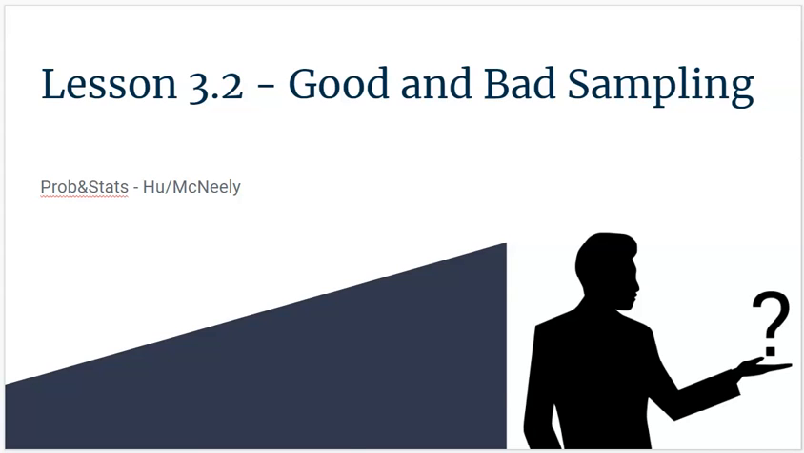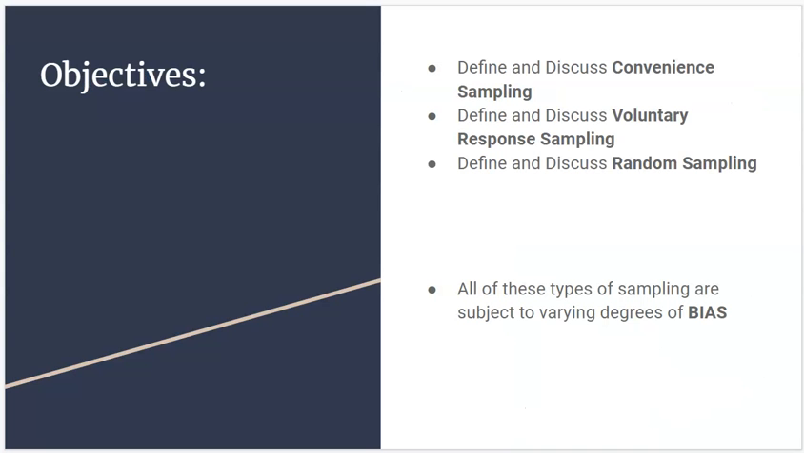The objective today is to talk about different types of sampling, okay? And that would be three different types. We're going to talk about three different types: convenience sampling, voluntary response sampling, and random sampling, okay? And more specifically, when we talk about sampling, we want to talk about how they are affected by bias, okay?